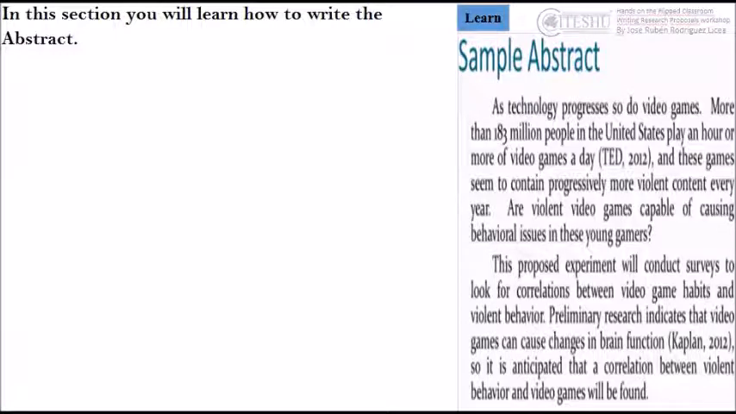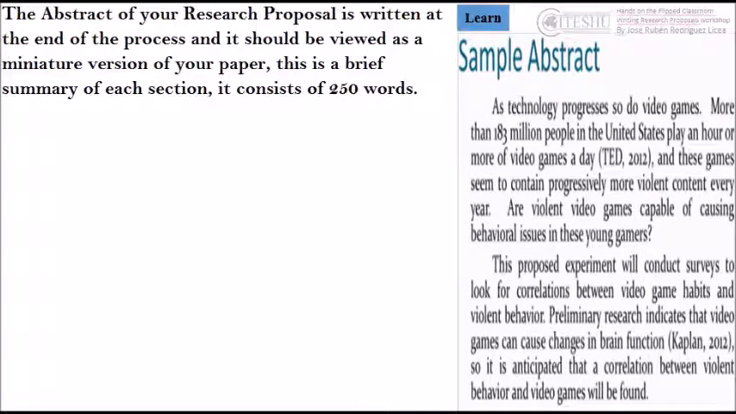In this section you will learn how to write the abstract. The abstract of your research proposal is written at the end of the process and it should be viewed as a miniature version of your paper. This is a brief summary of each section. It consists of 250 words.